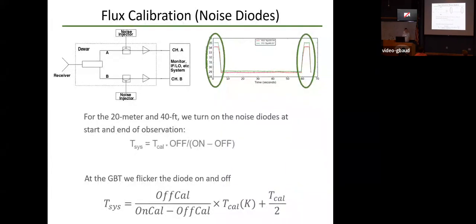Before we get into that different method, for the 20-meter and 40-foot, we turn the noise diodes on at the start and at the end of the observation. So we are just basing our calibration on that start and end point. So you can imagine if you have a really long 20-meter observation and you're just injecting those noise diodes at the start and end, that calibration may drift a little bit throughout. So for the GBT, what we do is just flicker them on and off on the order of seconds, right? Under a second. And so there are the equations for calculating the system temperature for 20-meter versus the GBT.